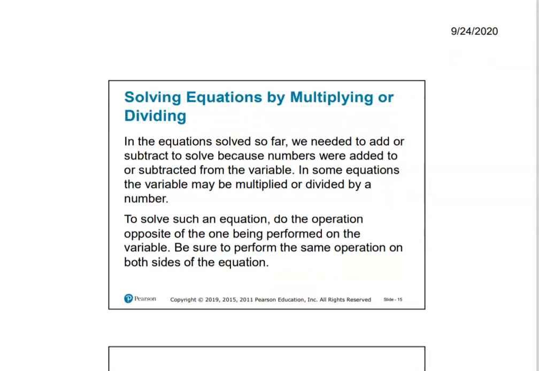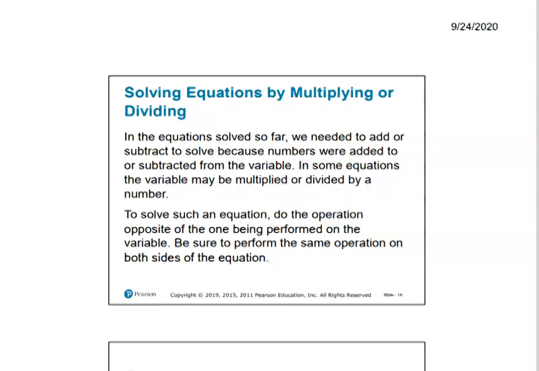In the equations solved so far, we need to add or subtract to solve because numbers are added or subtracted from the variable. In some equations, the variable may be multiplied or divided by the number. To solve such an equation, do the opposite of the one being performed on the variable. Be sure to perform the same operation on both sides of the equation.